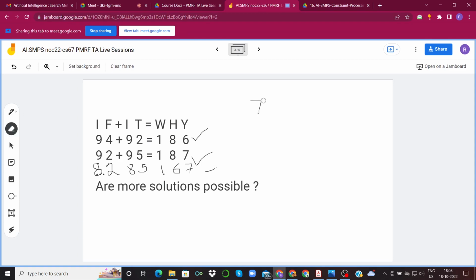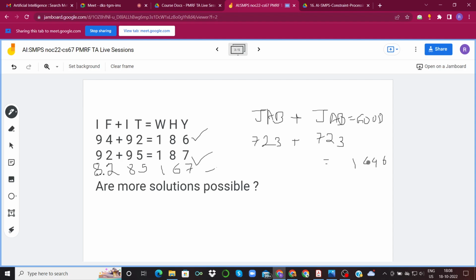So we have JAB plus JAB equals GOOD, and one suggestion is 723. And what would the sum be in that case? 1446. So that fits the problem, right? So J has an assignment 7, A is 2, B is 3, G is 1, O is 4, and D is 6, right? So this is one possible solution.